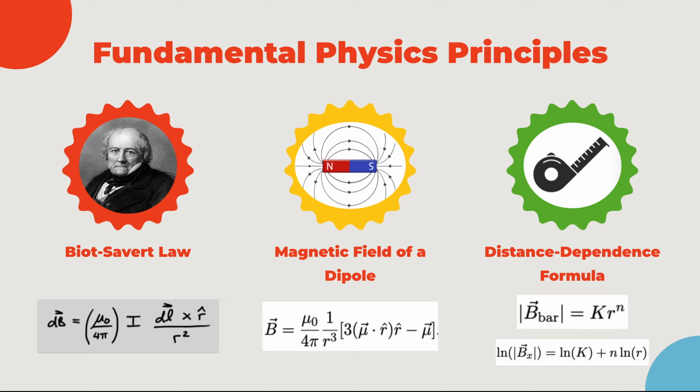So to understand my data, I relied on several core physics concepts. I used the Biot-Savart law and the general formula for the magnetic field of a dipole. And then for the distance dependence analysis, I used the formula B bar equals K r to the n. By taking the natural log of both sides, we can convert this into a linear equation where n would represent the slope of the experimental line.